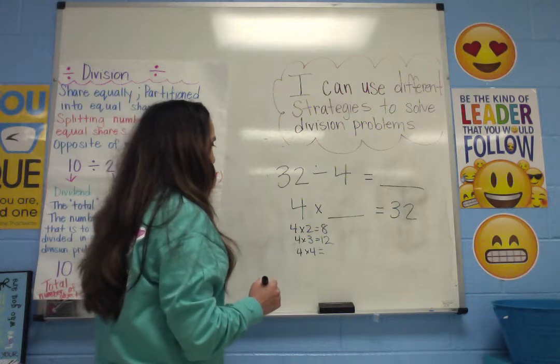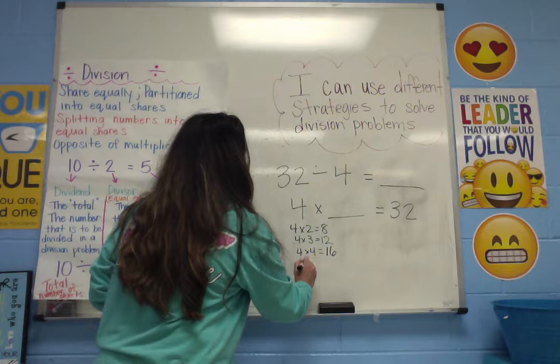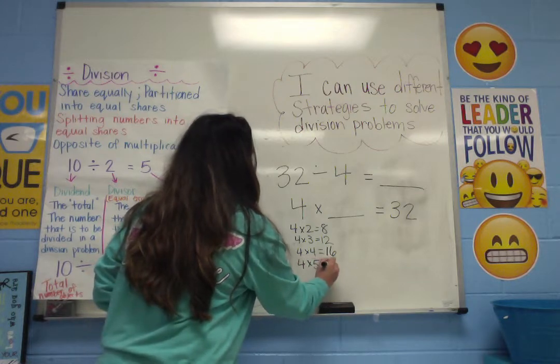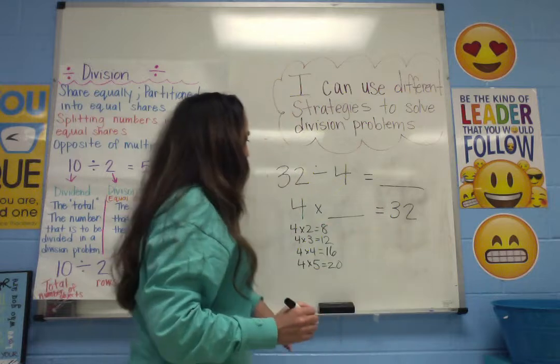I'm trying to think of my multiplication facts to solve this. 4 times 4 is 16, nope. 4 times 5 is 20, nope. I gotta go and gotta stop. Keep on going until I get to 32.